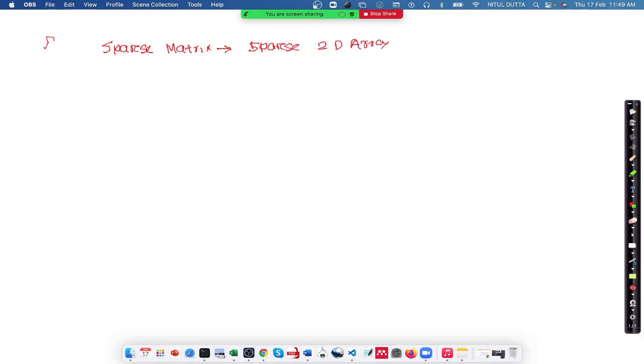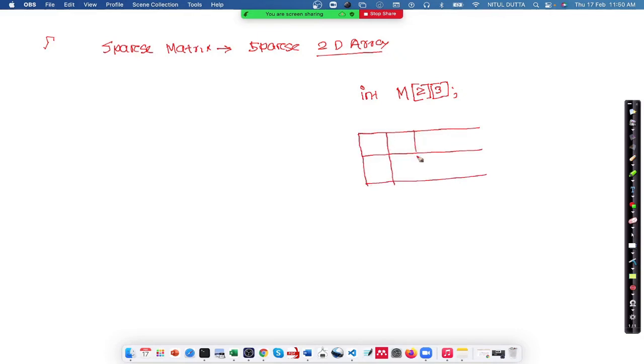If we come to the declaration of such a 2D array, then I will definitely have one declaration: integer. Let us say M stands for matrix, and let us assume that it has 2 rows and 3 columns, for example. And if it is so, then we will have 2 rows like this, 2 rows, 3 columns, 1, 2 and 3.